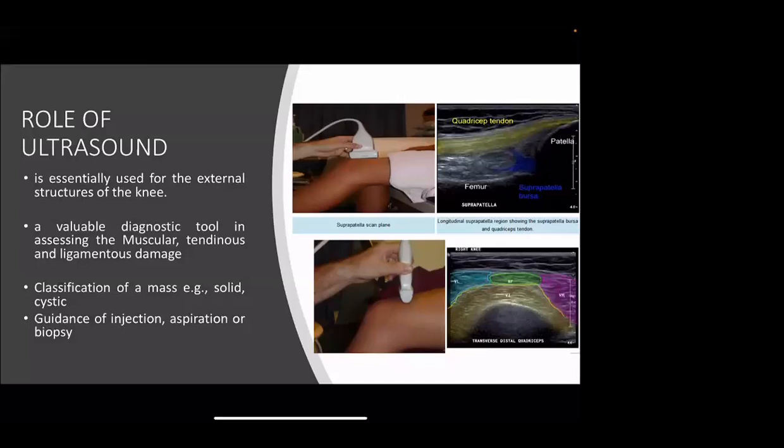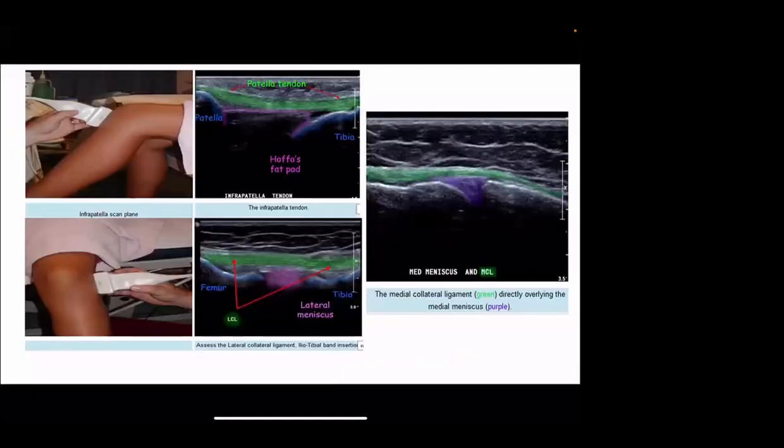This is suprapatellar scan plane, longitudinal, showing the quadriceps tendon and the femur and the suprapatellar bursa. And this is the patella. This is transverse view showing the rectus femoris, vastus lateralis, and vastus medialis, and the vastus intermedius. This is the infrapatellar scan.